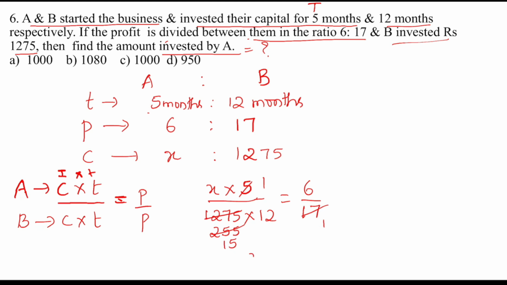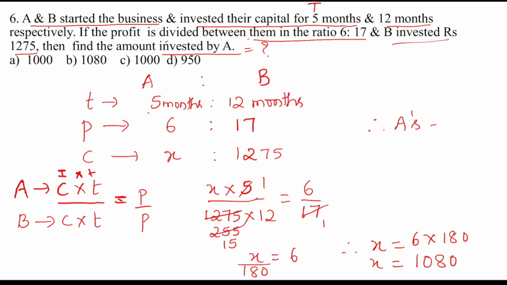Okay. Therefore, X will be how much? 15 into 12 is 180 is equal to 6. Therefore, X is equal to 6 into 180. So, X is nothing but 1080. So, X is nothing but A's capital. Okay. Therefore, A's capital is 1080 rupees. Okay. So option B is the answer.